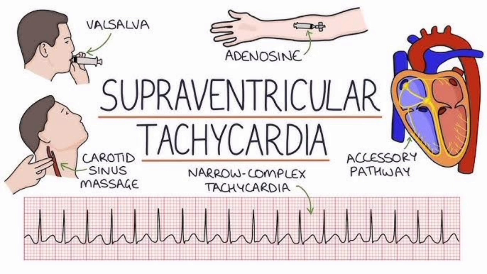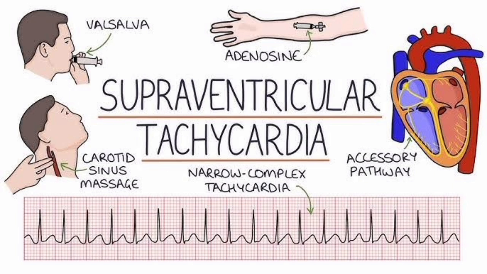Then we go to synchronous DC shock, that is 1 joule per kg. If not working, synchronous DC shock 2 joule per kg. Then consider amiodarone. Do not use verapamil and amiodarone in the same patient. As verapamil has a negative inotropic effect, do not use verapamil in children aged less than 1 year. So verapamil we are not using.